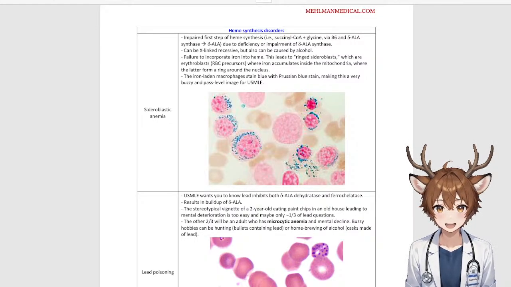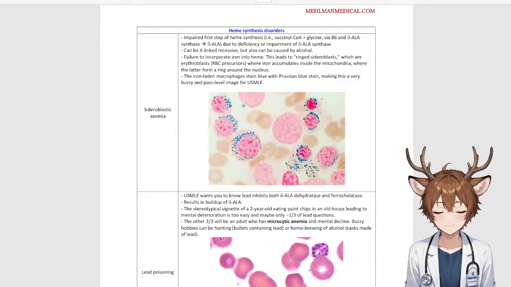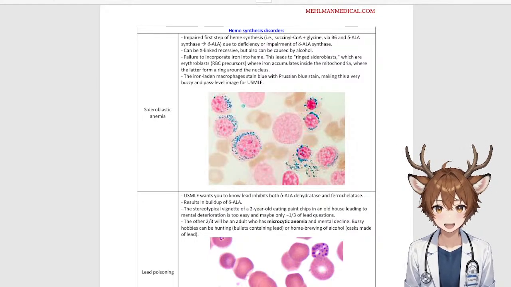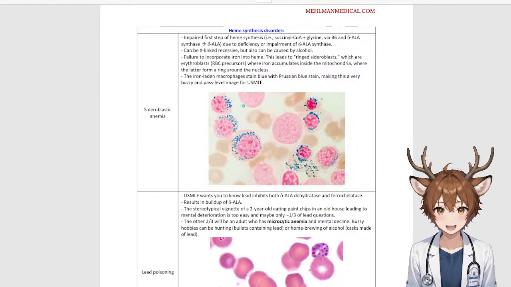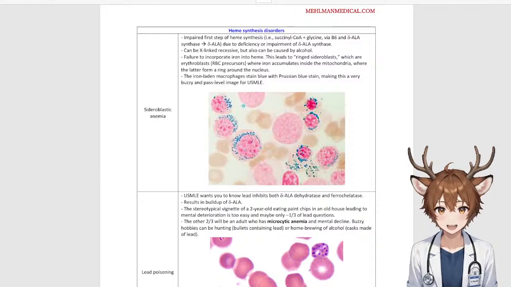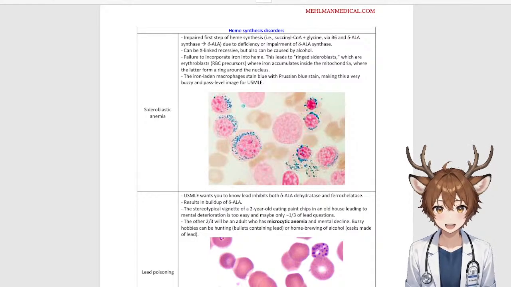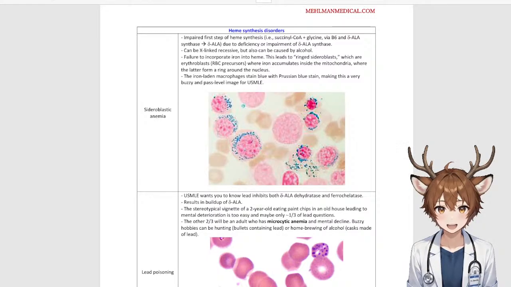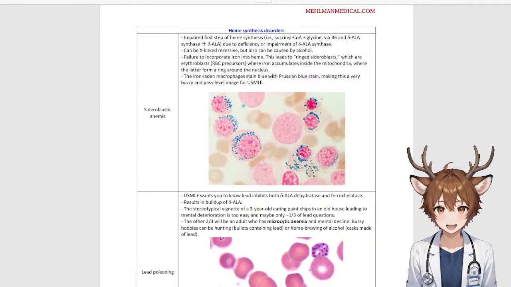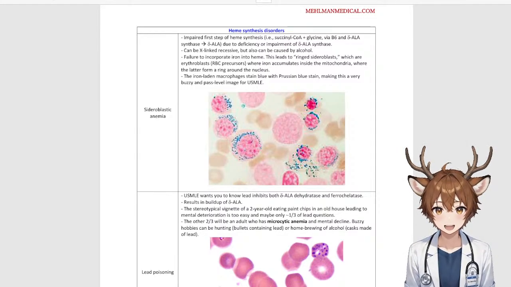Heme synthesis disorders. Sideroblastic anemia. There is impairment of the first step of heme synthesis, that is to say succinyl-CoA plus glycine via B6 and delta-ALA synthase to delta-ALA, due to deficiency or impairment of delta-ALA synthase. It can be X-linked recessive, but also can be caused by alcohol. There is failure to incorporate iron into heme, which leads to ringed sideroblasts, which are erythroblasts, RBC precursors, where the iron accumulates inside the mitochondria, which form a kind of ring around the nucleus.